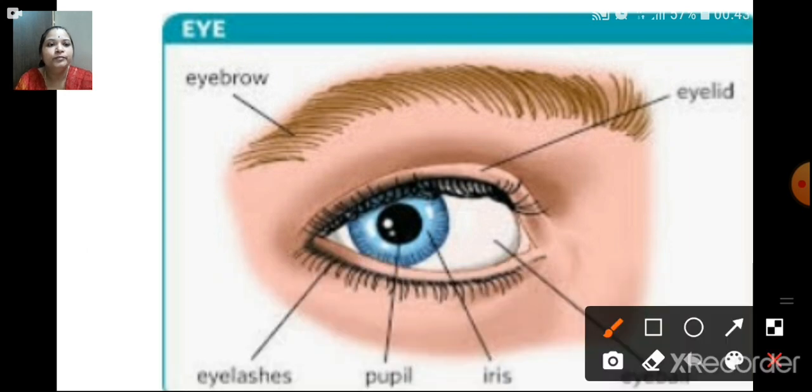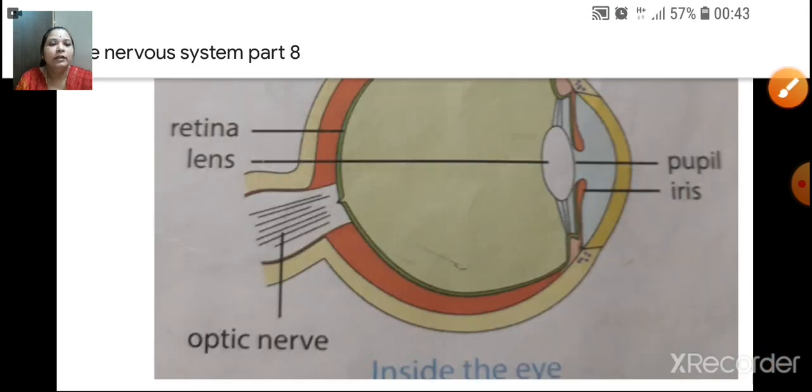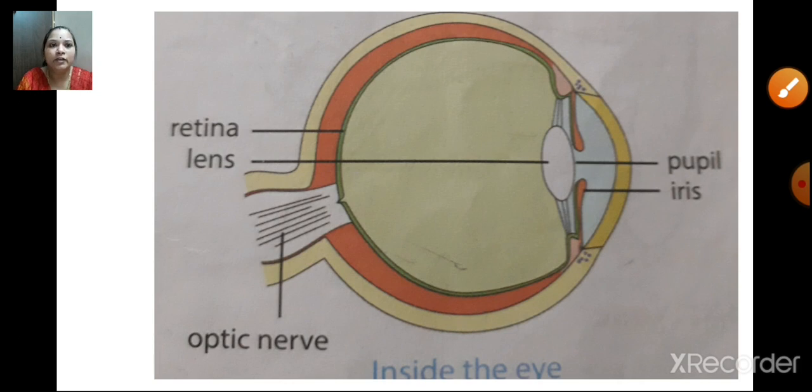See here, and this is the eyeball. Now, this is the internal structure inside of the eye. Again here, if you can see, the colored part of the eye is called the iris. Between the iris is the space which is called the pupil. From here, light enters inside the eye.